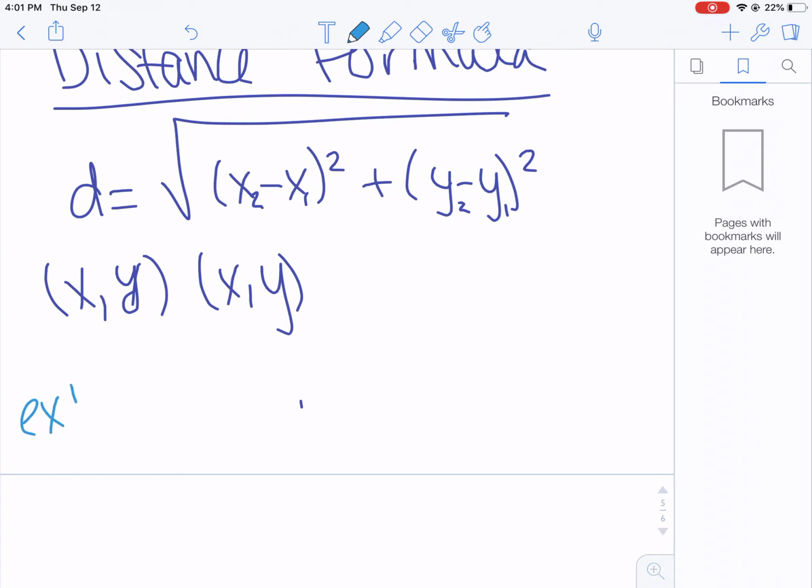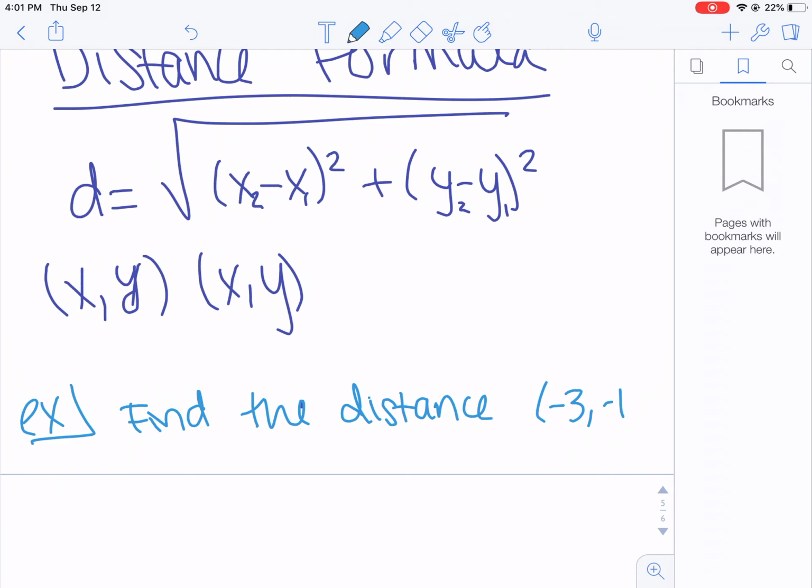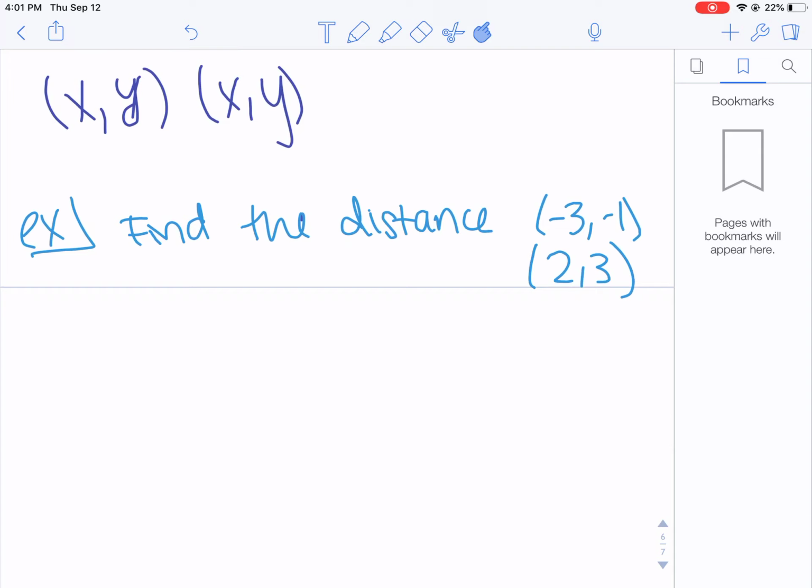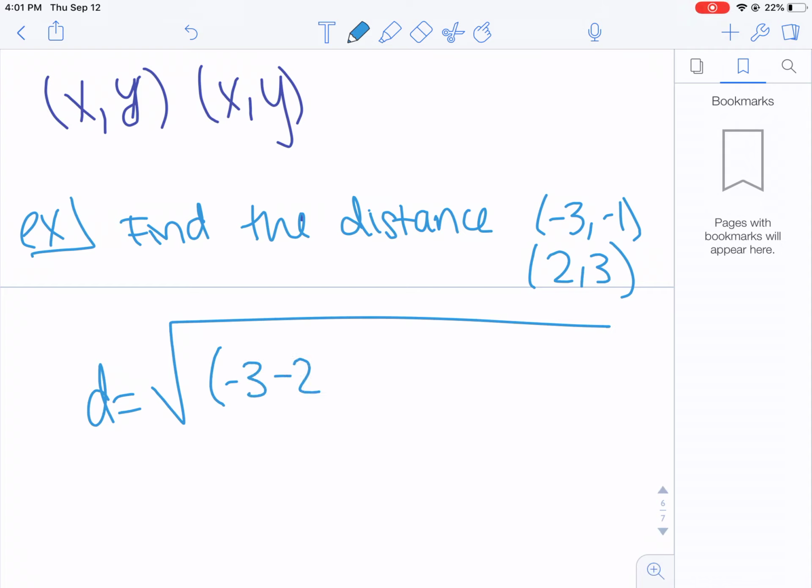So the example we're going to do is to find the distance between -3, -1, and 2, 3. Okay? So my formula is the distance equals the square root of, we're going to take one x minus the other one, so -3 minus 2 squared, plus we're going to take one y minus the other y. We're going to square that.